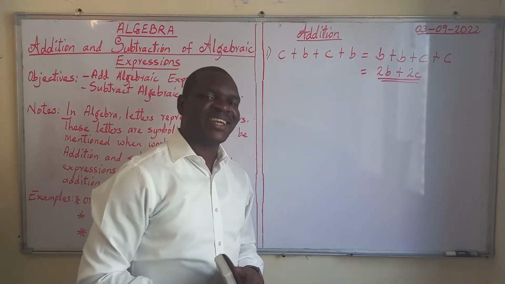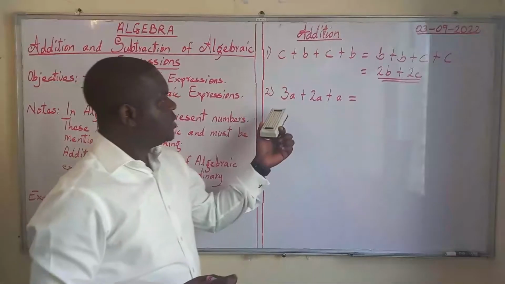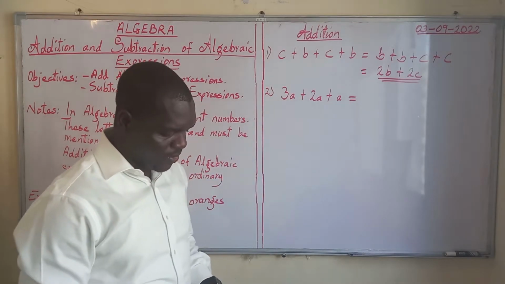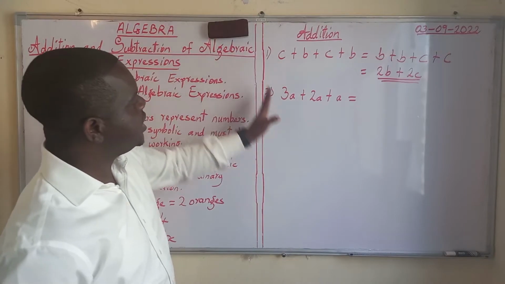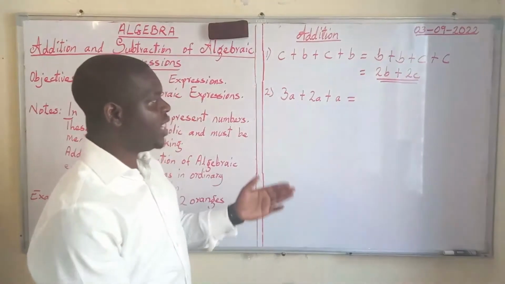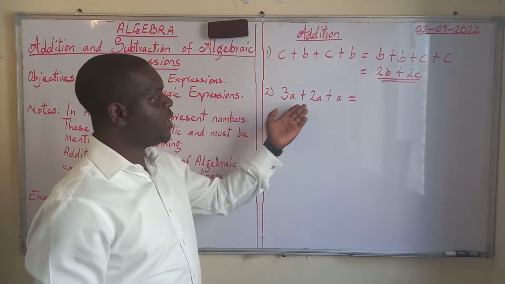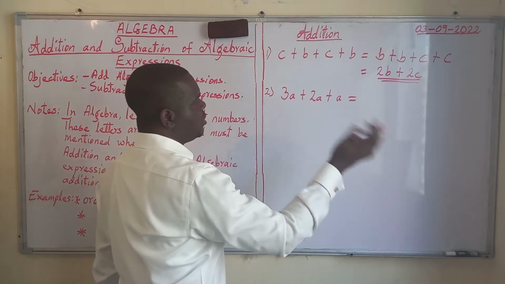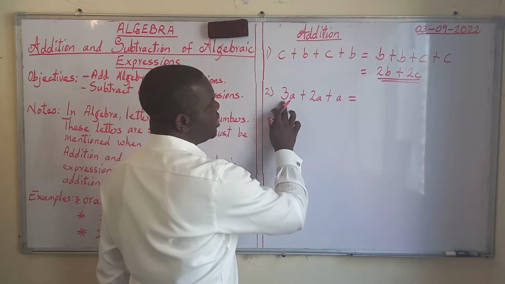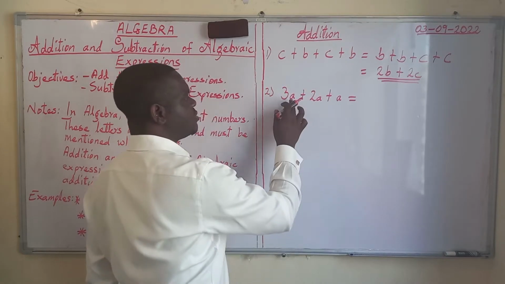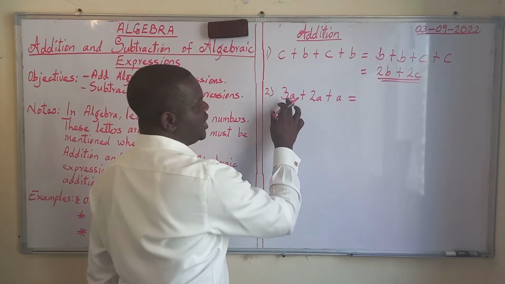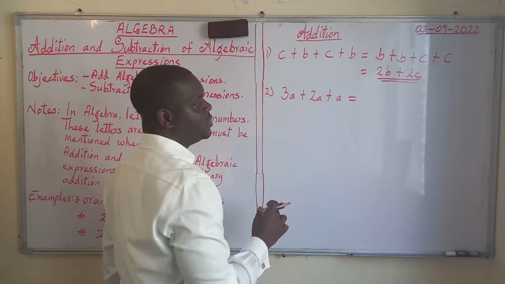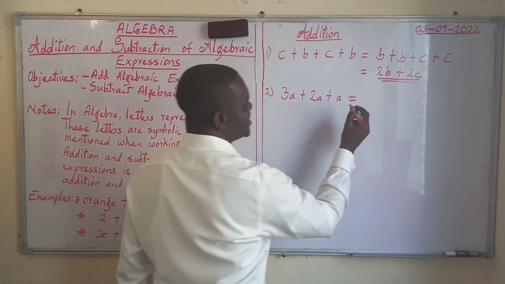Follow up with the second example to see what happens. The second example is 3A plus 2A plus A. Here we are fortunate that all the letters are the same, so we don't have to rearrange. All we have to do in this case is to add the whole numbers first, since all the terms are the same. 3A plus 2A. Let's just replace A with apples. If you have 3 apples plus 2 apples plus 1 apple, all together will give you 6 apples.